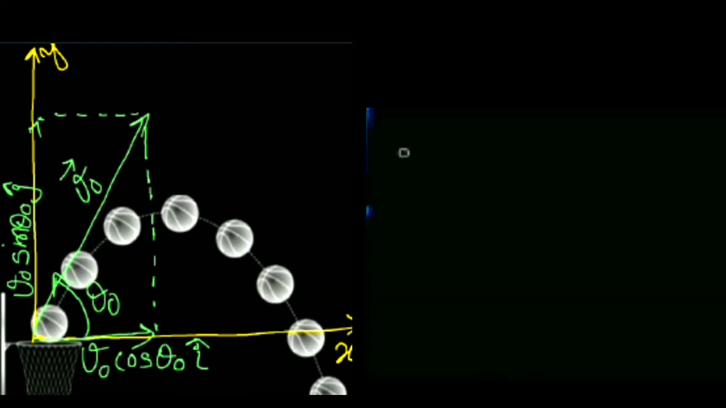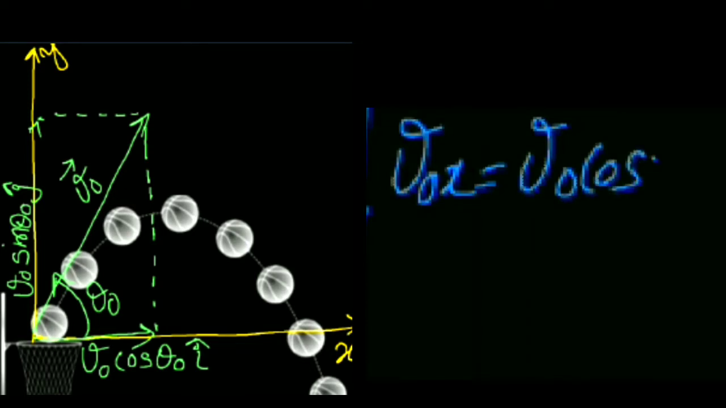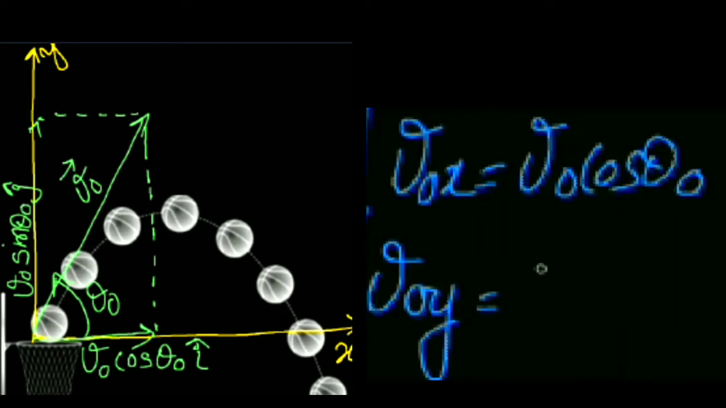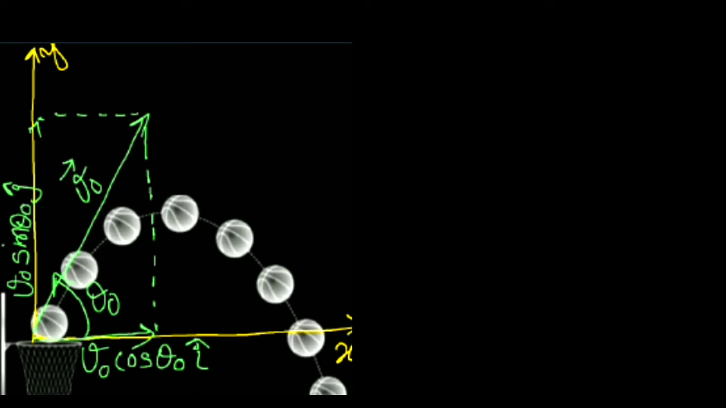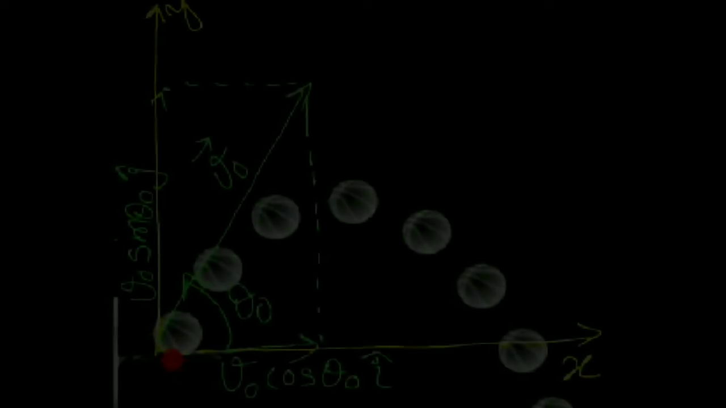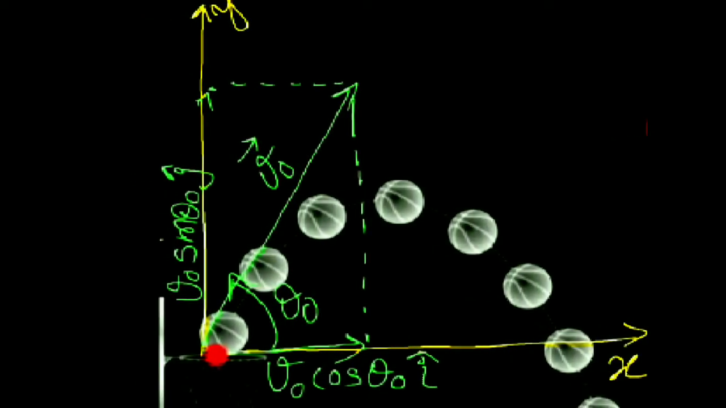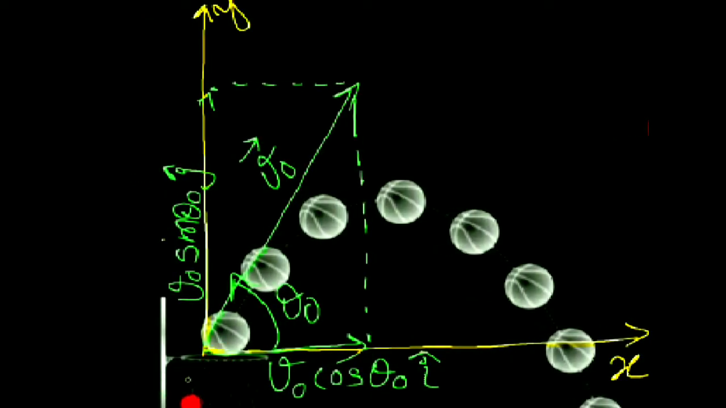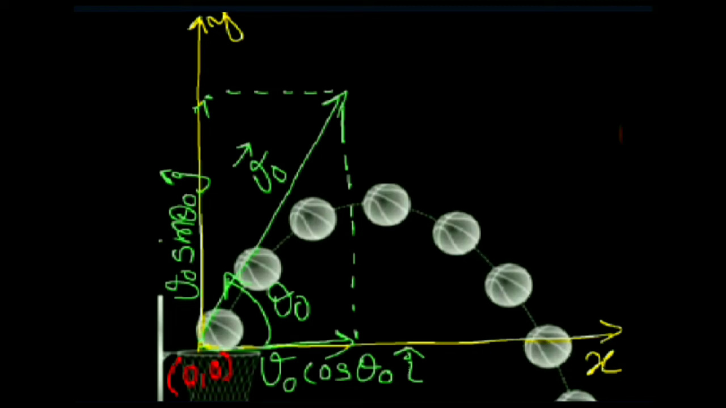And the velocity vector v0 can be divided into two components. v0x equals v0 cos theta naught and v0y equals v0 sin theta naught. These are the x component and y component of vector v0. Now, if we take the initial position to be the origin of the coordinate system, the coordinates of the point of projection would be x0 equals 0 and y0 equals 0.